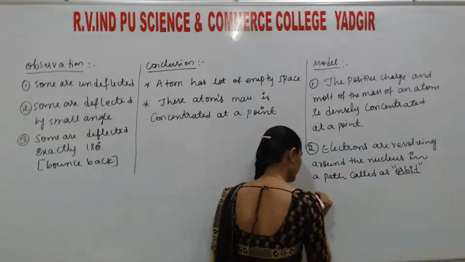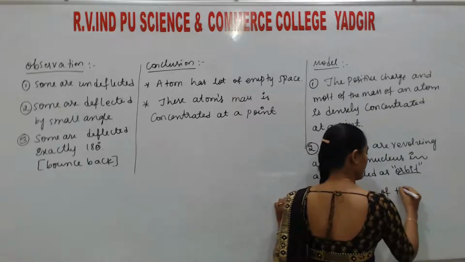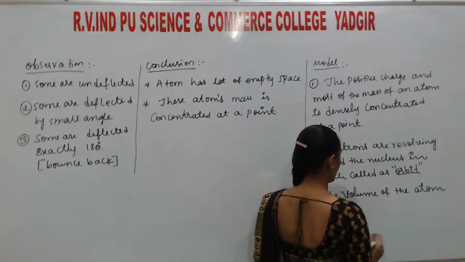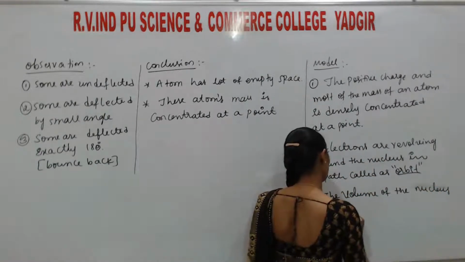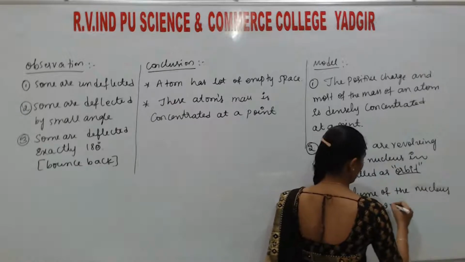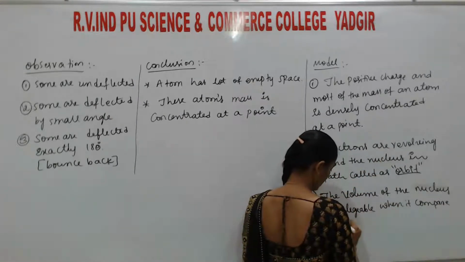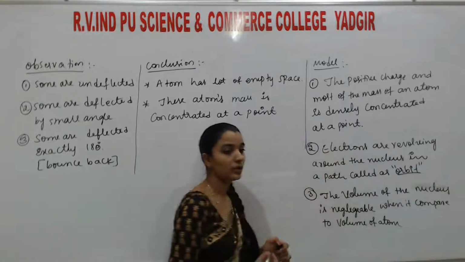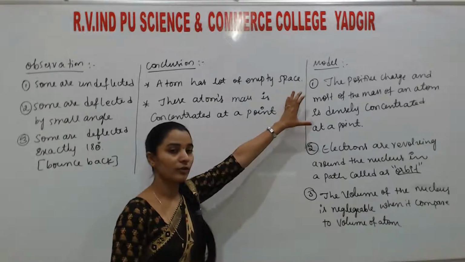Okay. Next, the third one: the volume of the nucleus is negligible compared to the volume of the atom. So these are the postulates we are going to observe in the Rutherford atomic model.